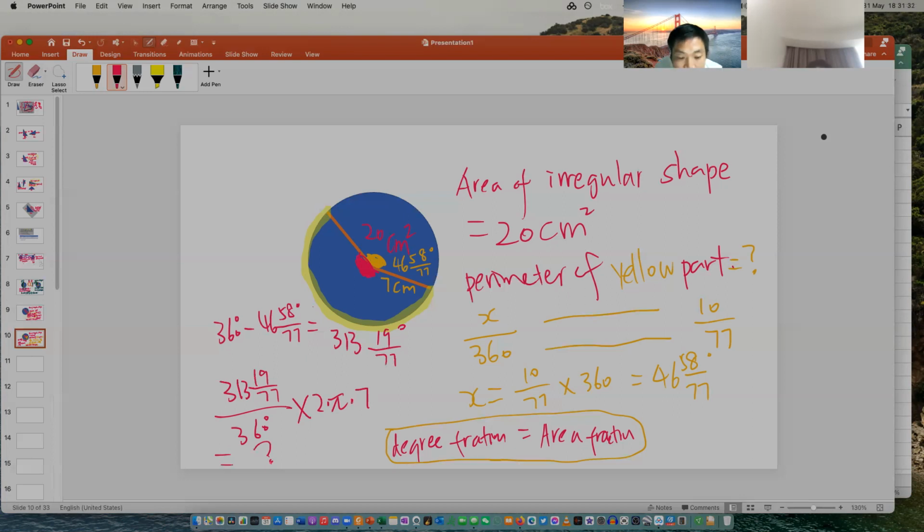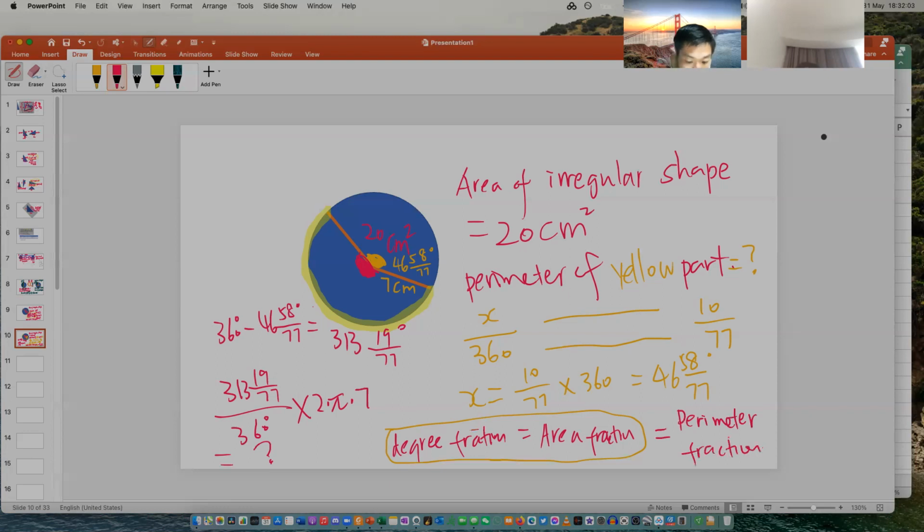This was the question I was asked by Yuxing during our lesson. A similar question, not exactly the same but similar. I just want you to know the concept of this. The degree fraction is actually equal to the area fraction, and is also equal to the perimeter fraction.